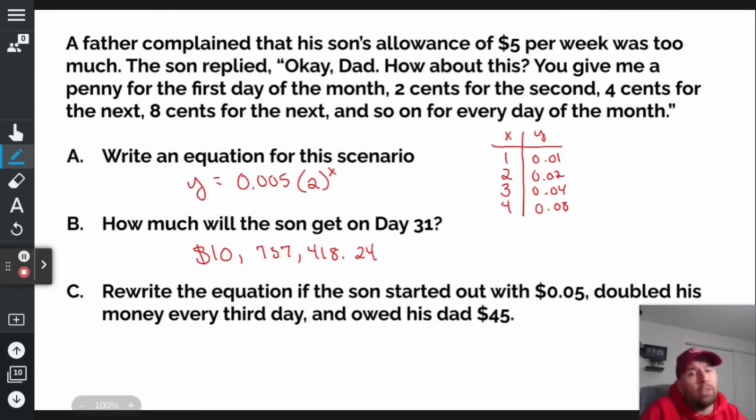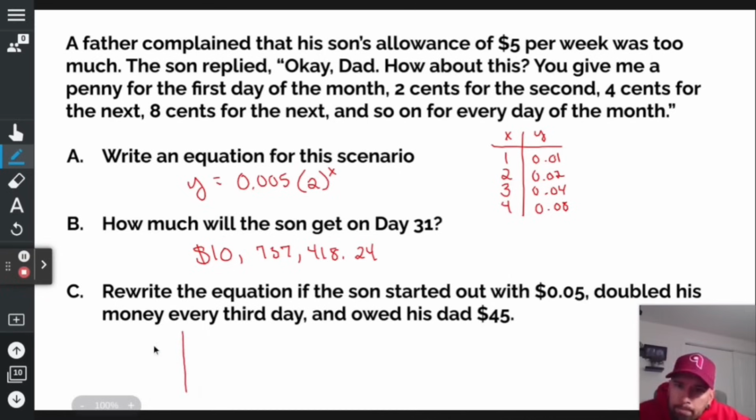Rewrite the equation if the son started out with 5 cents, doubled his money every third day, and owed his dad $45. So now what I have to do is rewrite the equation. Let's not worry about the $45 until the very end. You'll see why in a second.